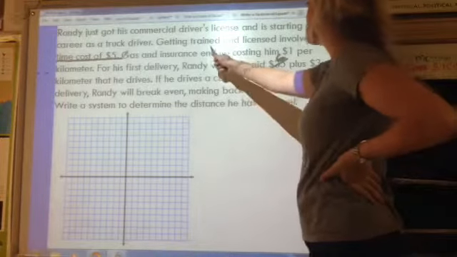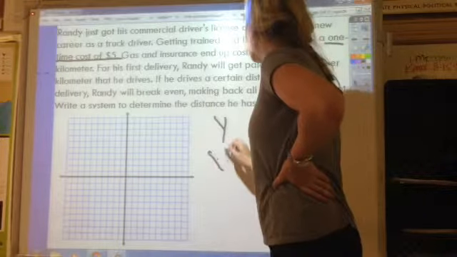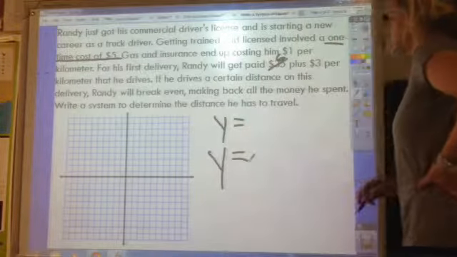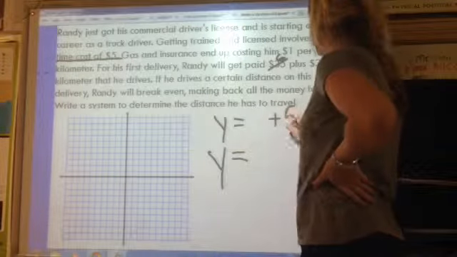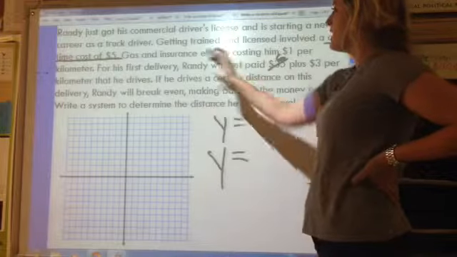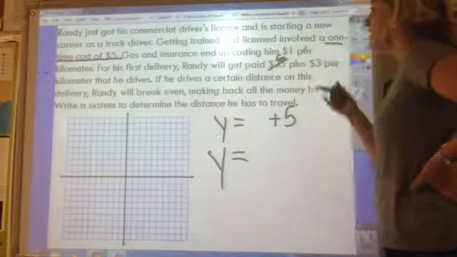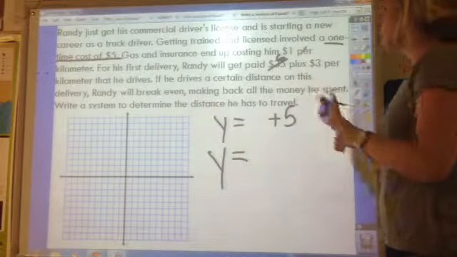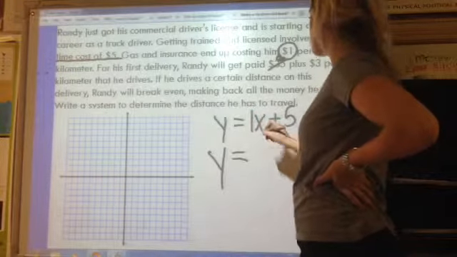So I'm going to go back to this first line. Getting trained and licensed involved a one-time cost of $5. Let's go ahead and write our y's since we're trying to figure out the distance he has to travel. If it's a one-time cost of $5, that will be my starting point. So I'm just going to represent that as my y-intercept, which is 5. Gas and insurance cost him $1 per kilometer. If I'm trying to figure out how long he has to go, I don't know how far he's traveled yet. So since I don't know how many kilometers he has to travel, I'm going to represent it with an x.